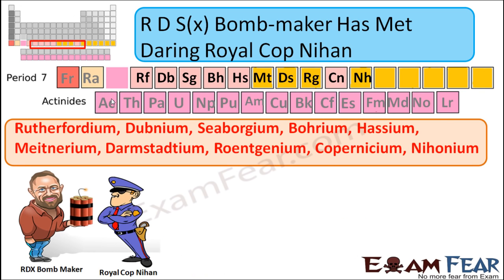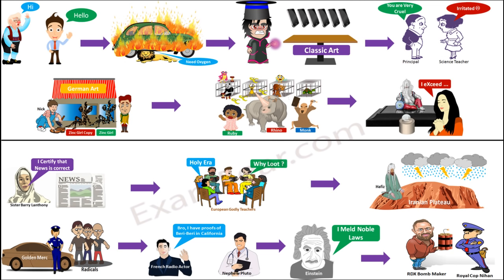So our final memory tip for these remaining elements of period 7 would be: RDS bomb maker has met daring royal cop Nihan. Now, if you remember each memory tip or each storyline, you would definitely be able to remember the elements of that particular period.